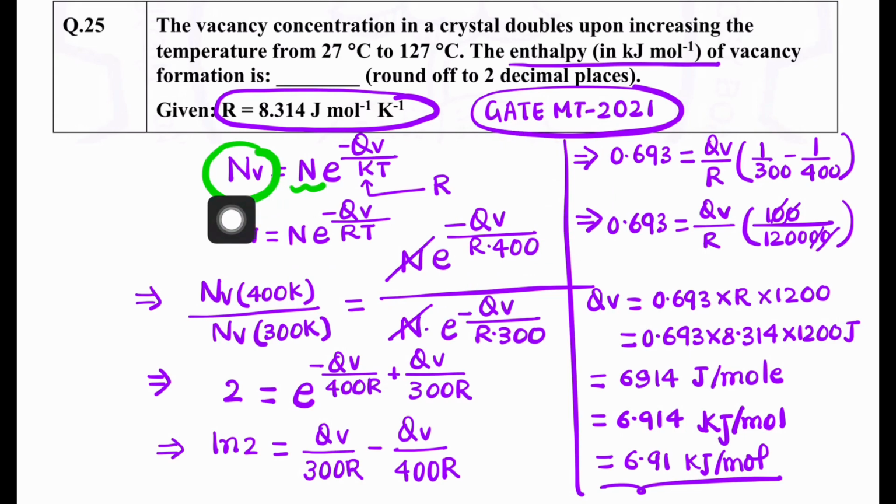All the values were given, saying that vacancy at 400 Kelvin is just double that of 300 Kelvin. Then I have used this equation 2 times and I have divided and got the final value of QV. So this is the enthalpy or the energy of vacancy formation per mole, that is 6.91. Okay, so this is your final answer.